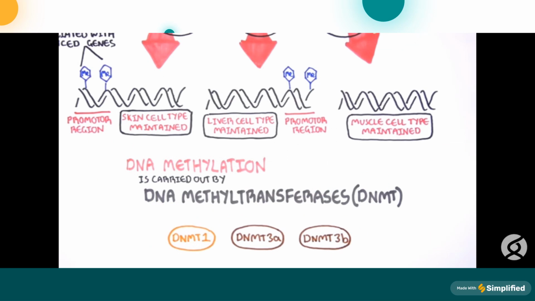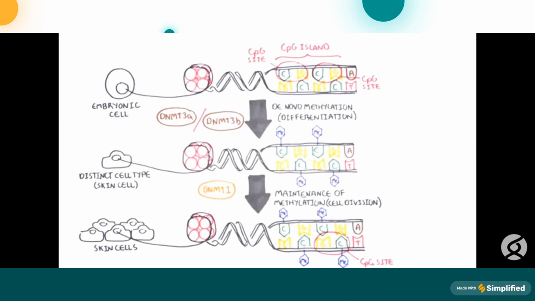We can relate this DNA methylation to three enzymes, the DNA methyltransferases: DNA methyltransferase 1, DNA methyltransferase 3A, and DNA methyltransferase 3B, abbreviated as DNMT1, DNMT3A, and DNMT3B. We have some CpG islands, which contain the CpG sites. At these CpG sites we add the methyl group, which is called DNA methylation. We use DNMT3A and DNMT3B to add that methyl group at the CpG site.